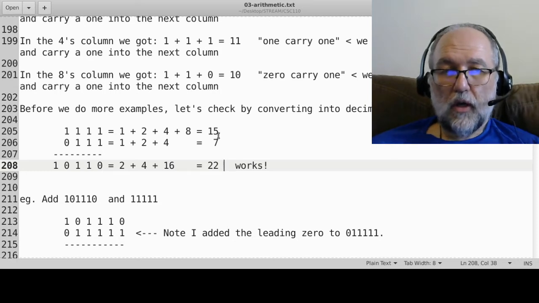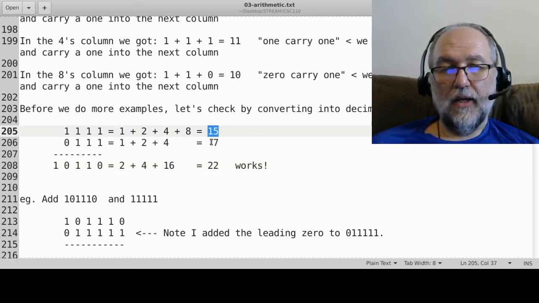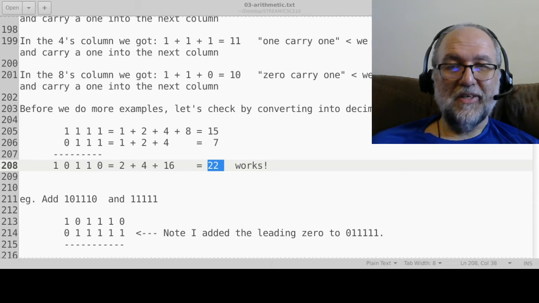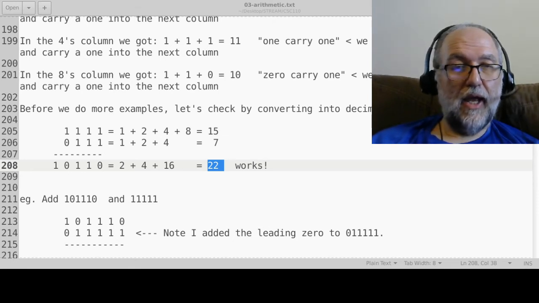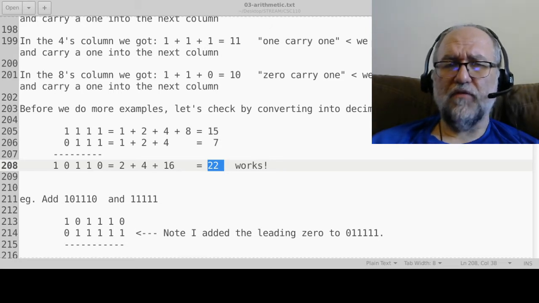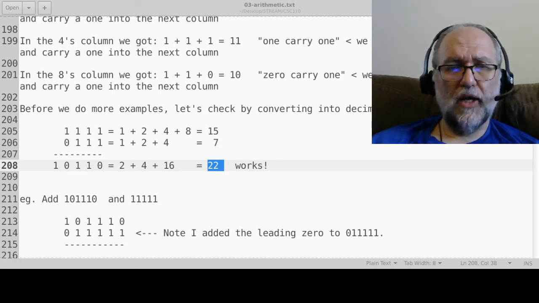Now, did that work? Well, the first number was 15. The second number was 7, and if you do 15 plus 7, you get 22. And so, ta-da, it works. So now you know how to add both in decimal, which you learned in grade 3, and how to add in binary. And it might look strange. I admit, the first time people see this, it looks very strange.